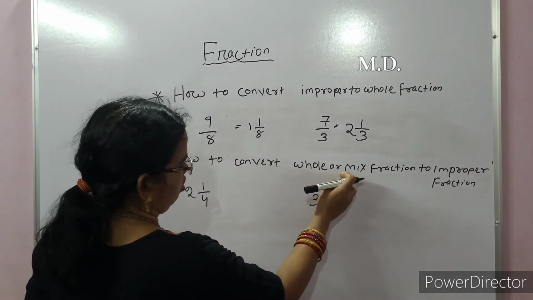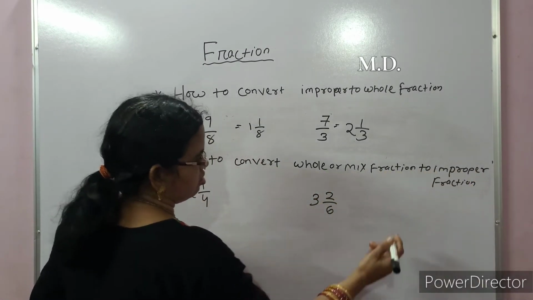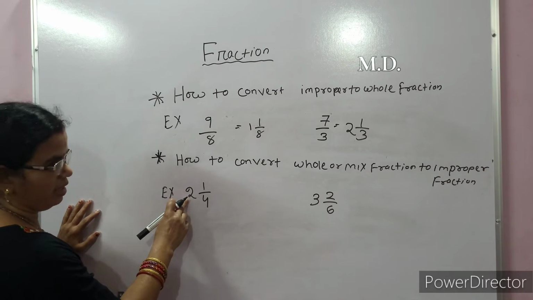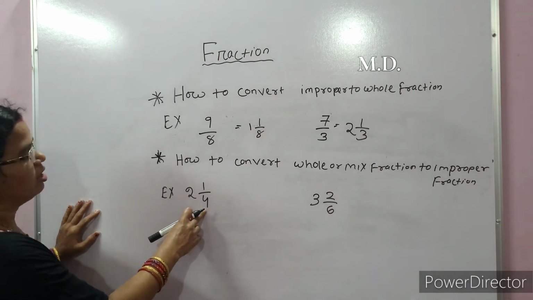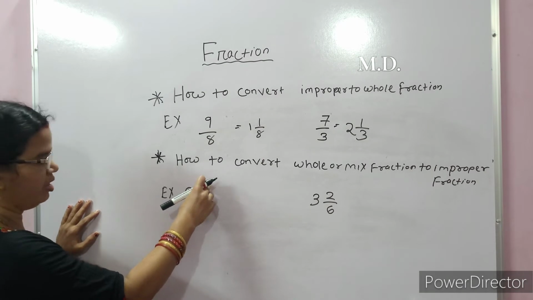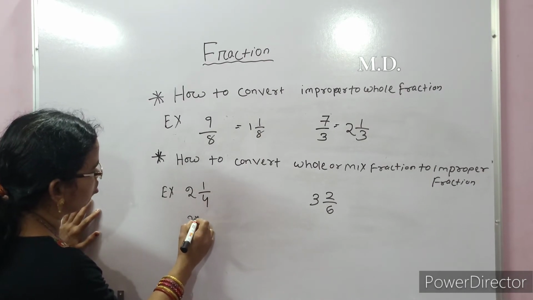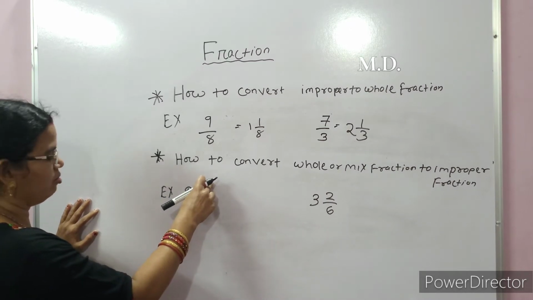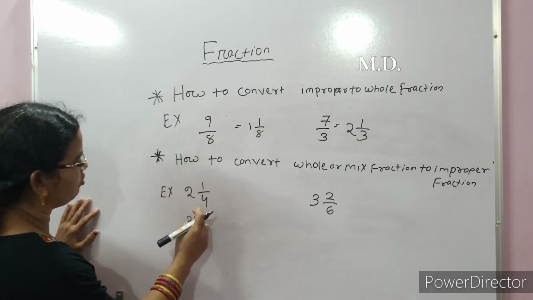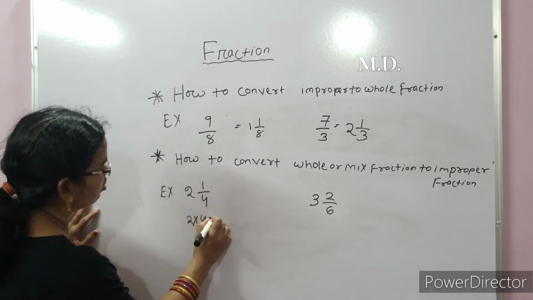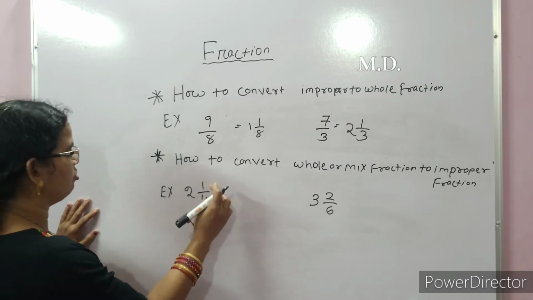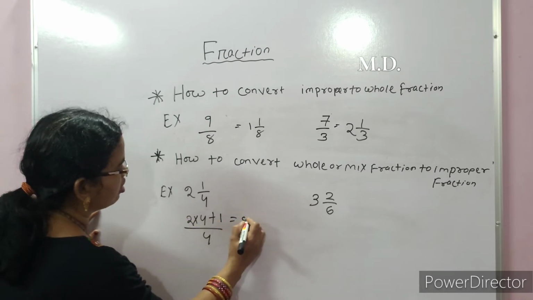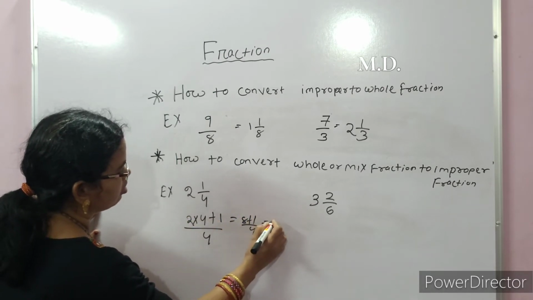How to convert a whole or mixed fraction into an improper fraction? Multiply the whole number with the denominator and add the numerator. 2 whole, 1 bar 4: the whole number is 2, the denominator is 4 and 1 is the numerator. Multiply the whole number with the denominator 4, plus the numerator, divided by 4. 2 fours are 8, plus 1 bar 4, then 9 bar 4.